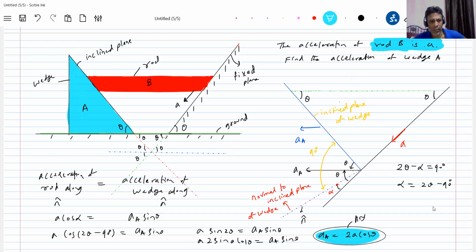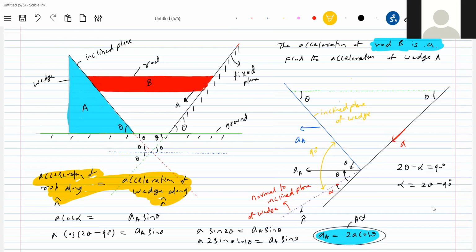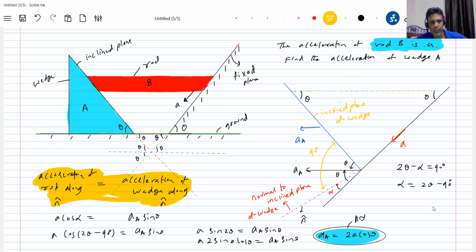This is the concept. This is the concept, this idea. This is the main idea of the total problem. Without this, I think no way you can manage the problem. Excuse me, sir. Why you are equating this one? The reason for that is the wedge is in contact with the rod, no? So acceleration of the wedge and the rod along normal to inclined plane must be equal.